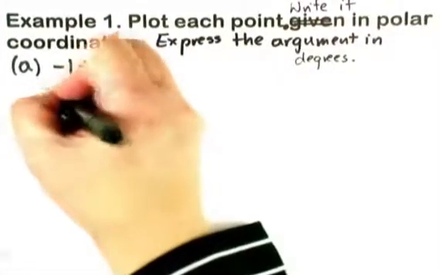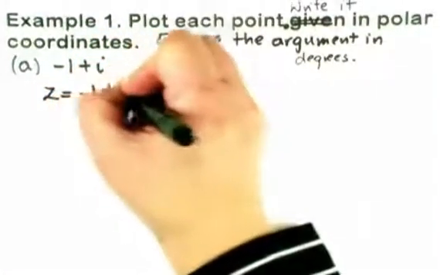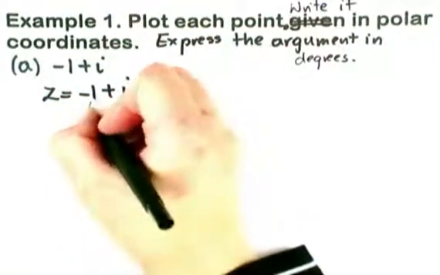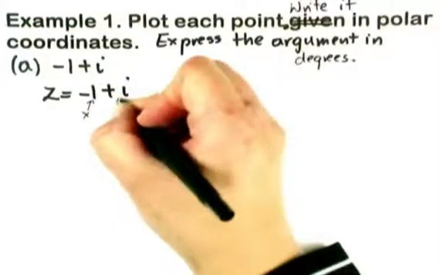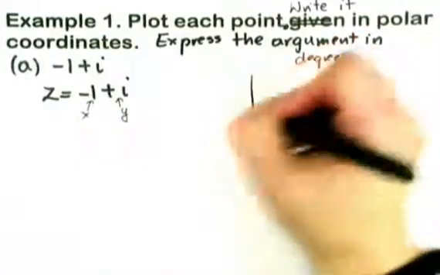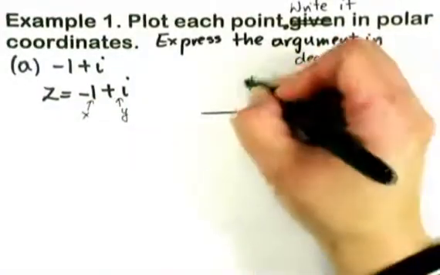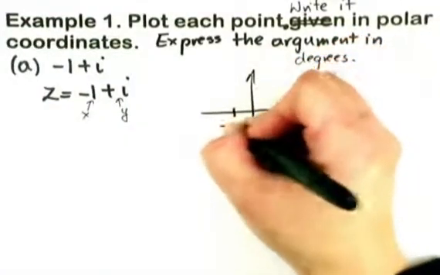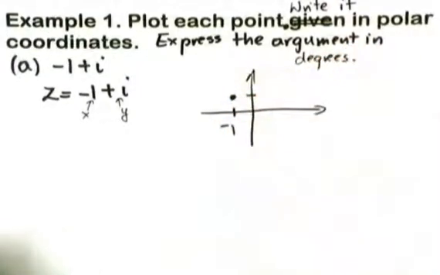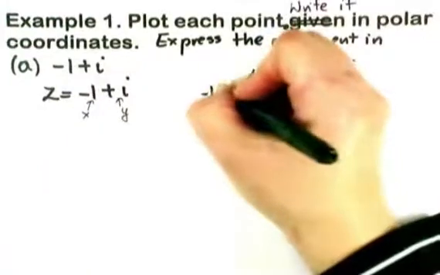So this is my z is equal to -1 plus i. So the number by itself is x. The number by i is y. So we can plot it. We have -1 and 1 on the y-axis, so my point is right here. This is the point -1 plus i.